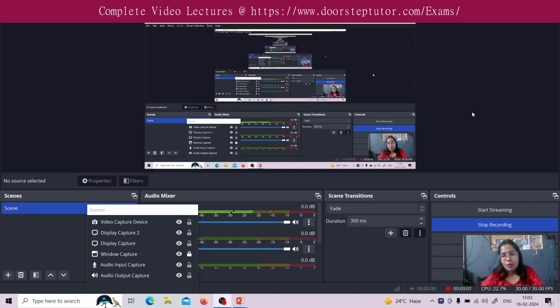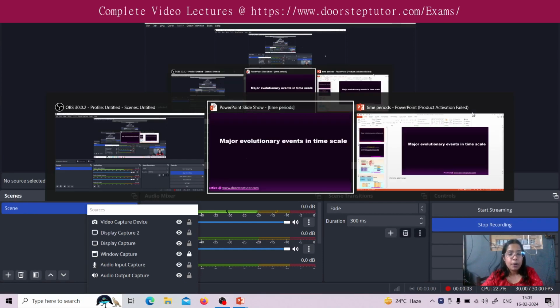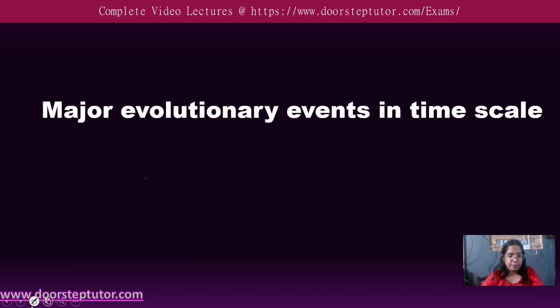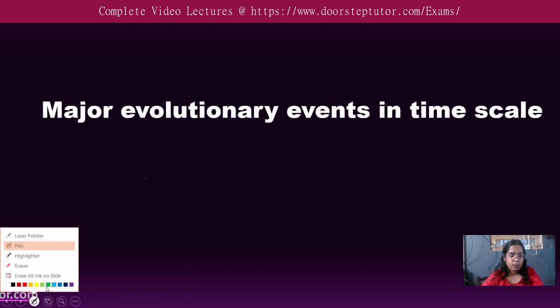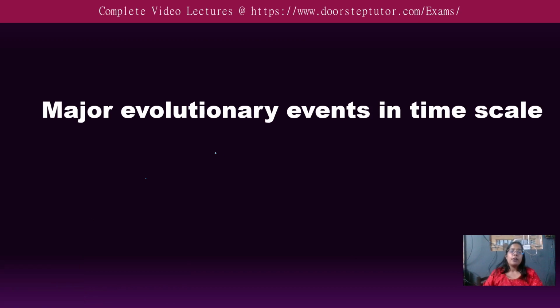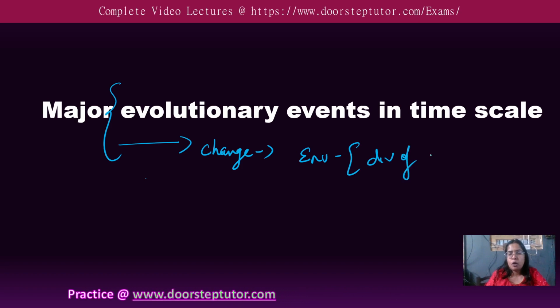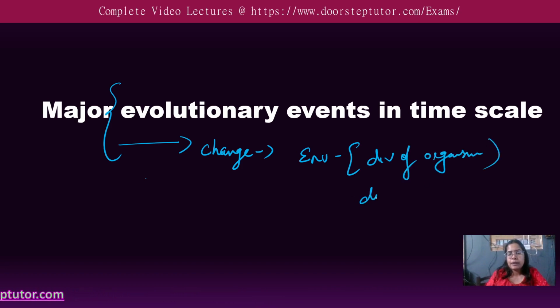Hello, welcome you all. Today we are going to learn about the major evolutionary events in the time scale. So let us discuss the same. Okay, so we know that evolution is all about change. The change in the environment, whether it leads to development of organism or cell, as well as development of other species.